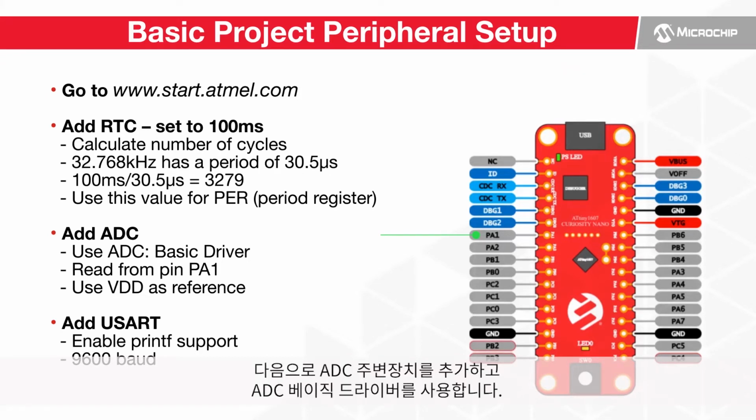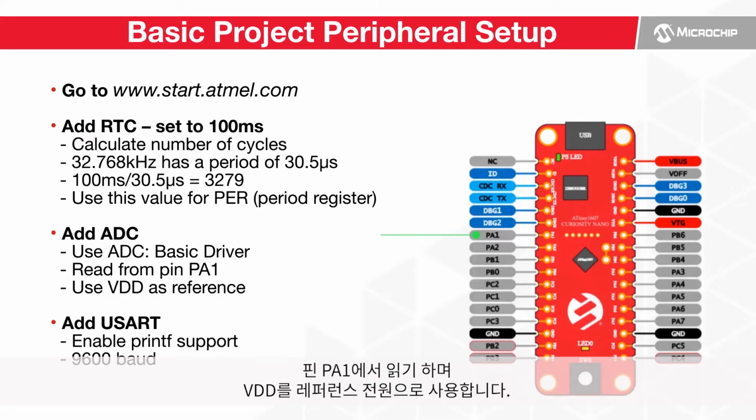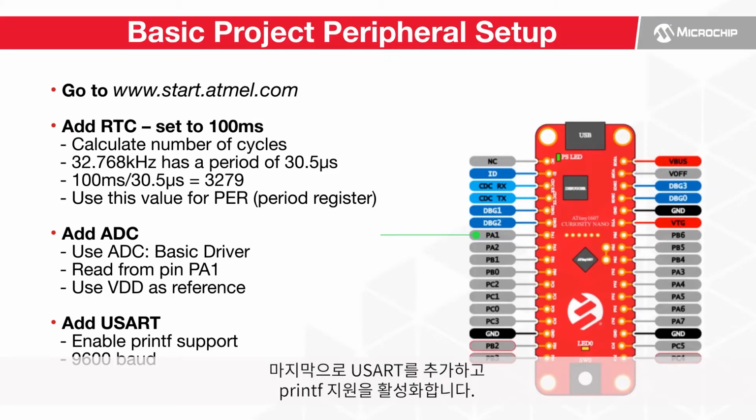Then we will add an ADC peripheral, and we will use the ADC basic driver. We will read from pin PA1, and we will use VDD as a reference voltage. And finally, we will add a USART, and we will enable printf support.